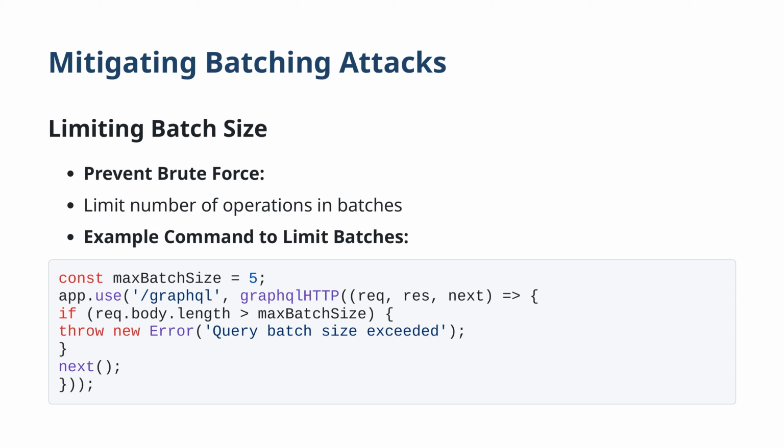JavaScript: const maxBatchSize = 5; app.use('/graphql', graphqlHTTP((req, res, next) => { if (req.body.length > maxBatchSize) { throw new Error('Query batch size exceeded'); } next(); })). This script ensures that if a request's batch size exceeds the defined limit, an error will be thrown, preventing the execution of the excessive operations. Implementing such controls is a critical step in fortifying your application against potential brute force attacks in a GraphQL environment.